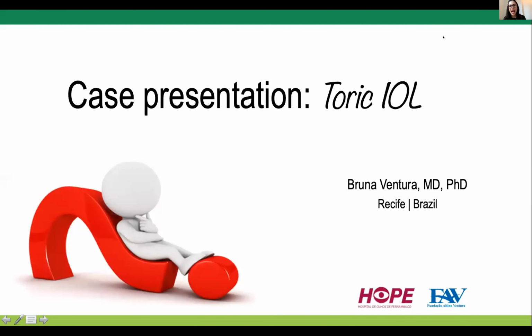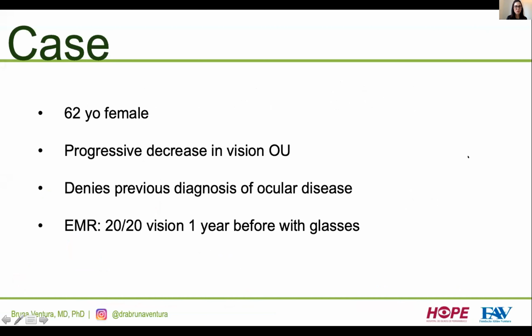Thank you so much. I'm going to be presenting a case, and I'm going to be very objective for time reasons. So this is a 62-year-old woman that came to me. She was already a patient that was seen in our hospital, so I have her previous records, but she was for the first time in my office. She came to me because she was referring a progressive decrease in vision in both eyes. She denied any previous diagnosis of ocular diseases.